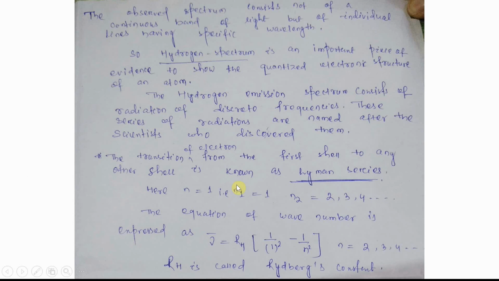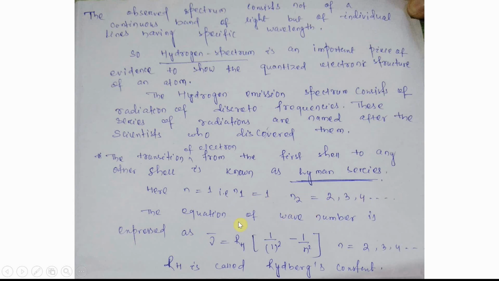When the transition of the electron occurs from any higher orbit to the first shell, that is known as the Lyman series. And here n equal to 1, because the electrons are just coming from any higher orbit to the first shell. So we have to put here n1 equal to 1 and n2 equal to 2, 3, 4.